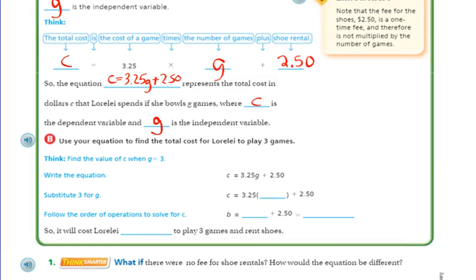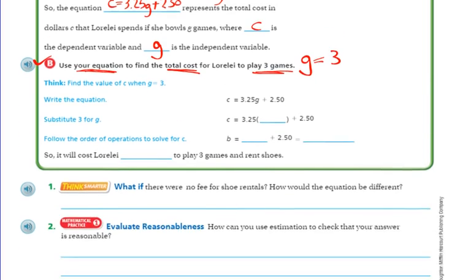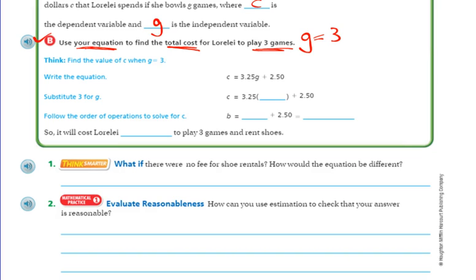Part B says, use your equation now to find the total cost if she plays 3 games. So what if G equals 3? Now we're going to go through and we're going to substitute into our original equation, finalize an answer. So we write our equation, which we have here for you. We're going to substitute in. I'm going to replace G with 3 plus the 2.50.